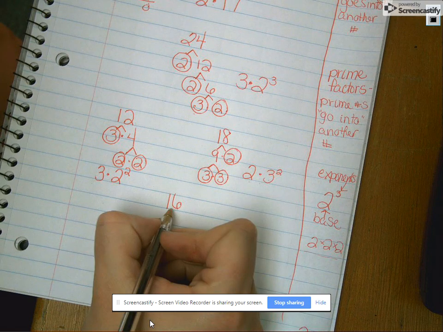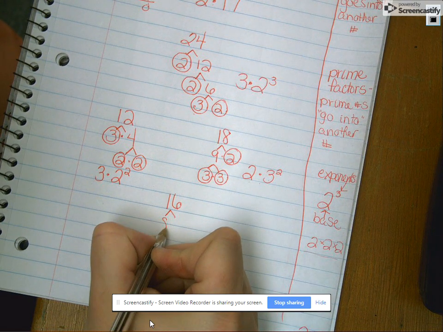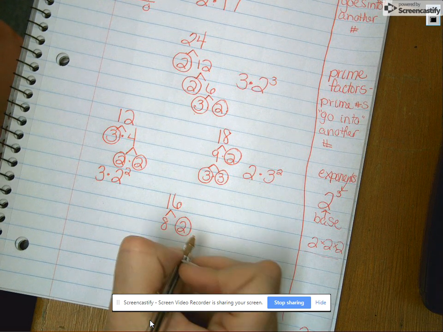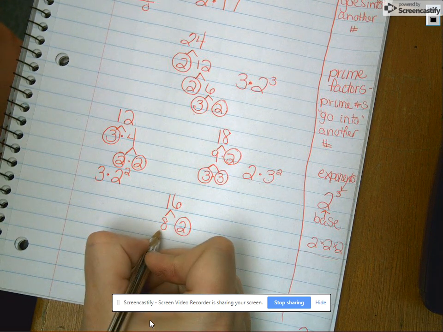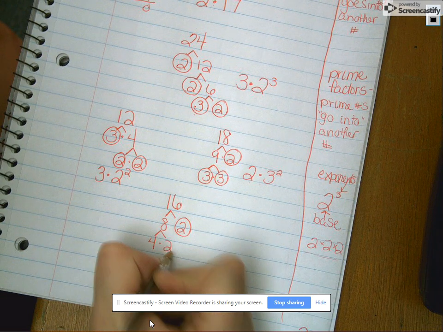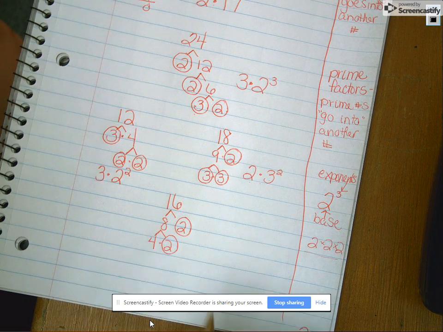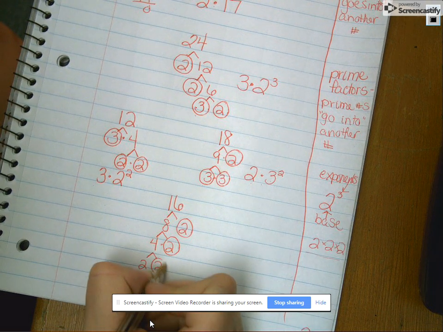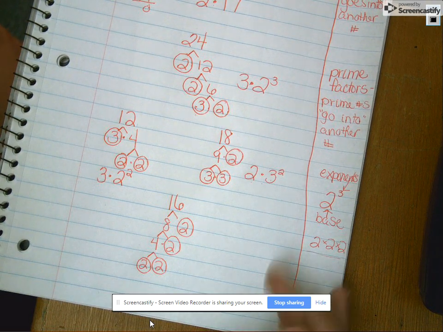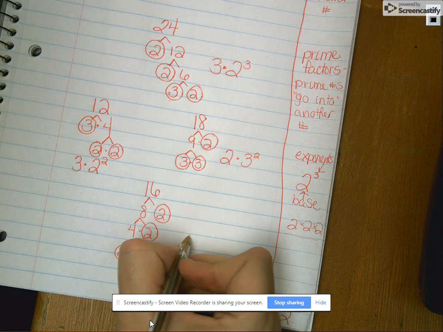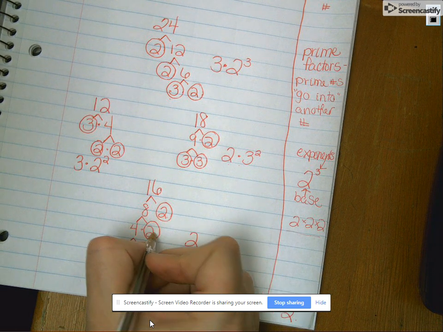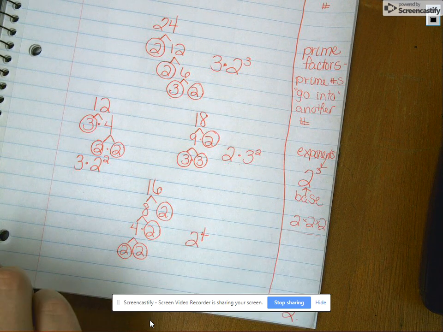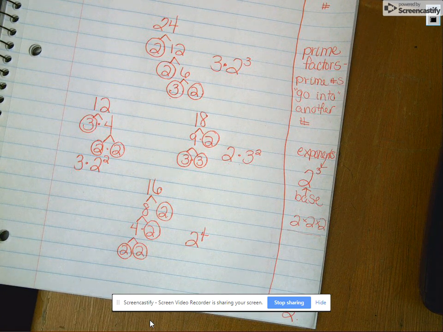Okay, 16 is 8 times 2. 2 is prime, so I circle it. 8 is 4 times 2. 2 is prime, so I circle it. 4 is 2 times 2, so I circle those 2 because those are prime as well. So now I have 2 to the 1, 2, 3, 4 power. Okay, so this is our lesson for today.